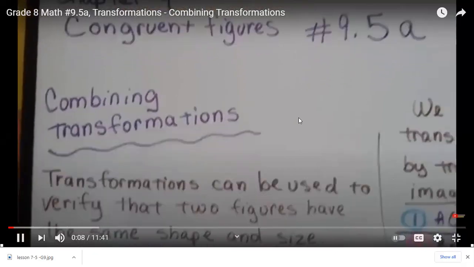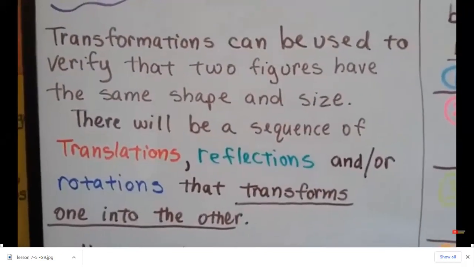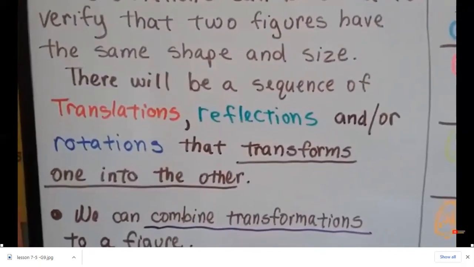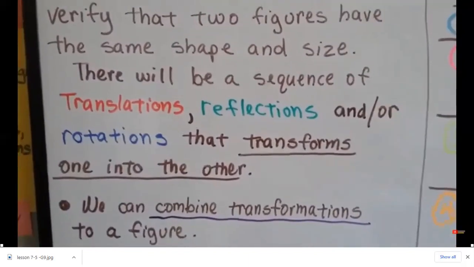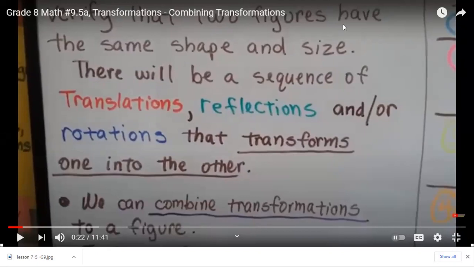Figures in this unit. So transformations can be used to verify that two figures have the same shape and size. There'll be a sequence of translations, reflections, and/or rotations that transform one into the other. So we can combine. So, can you please tell me what is the first part here? Yes, Yareen.